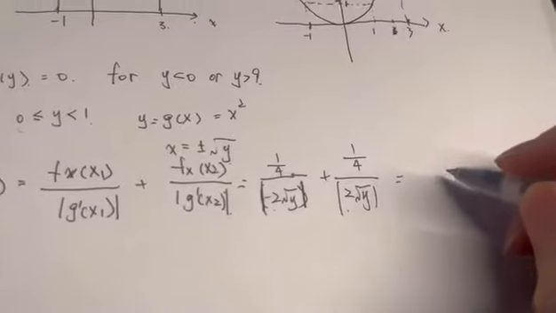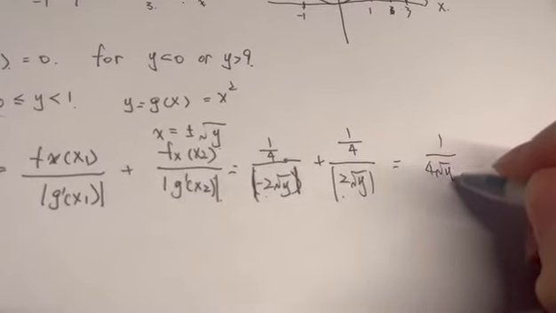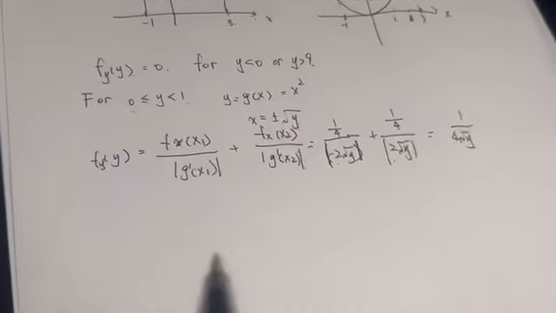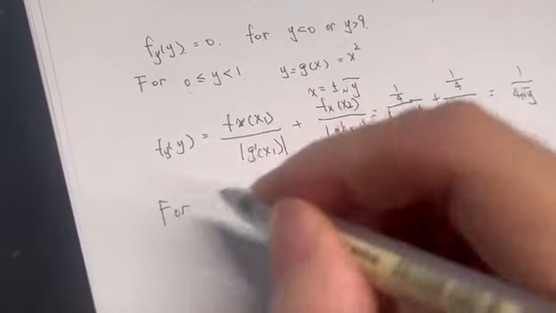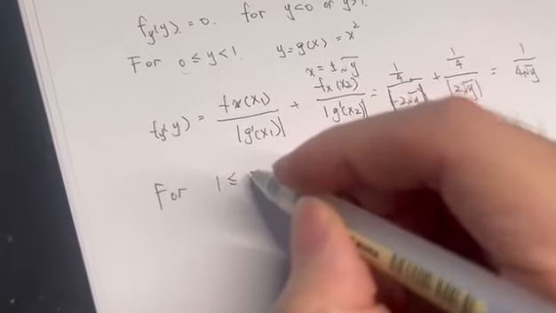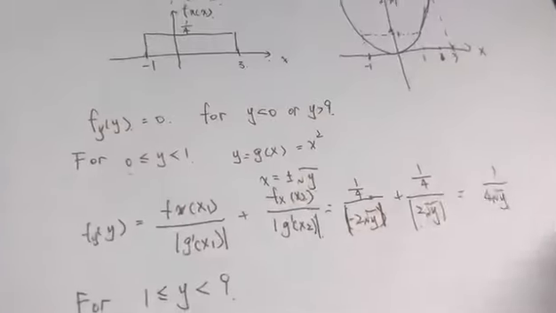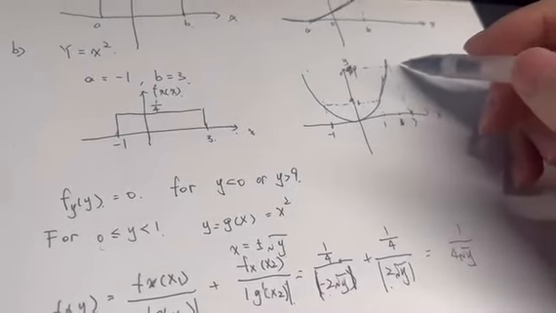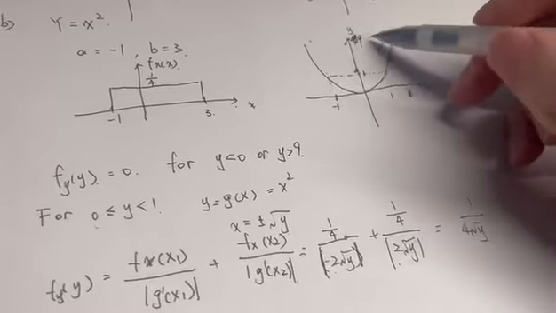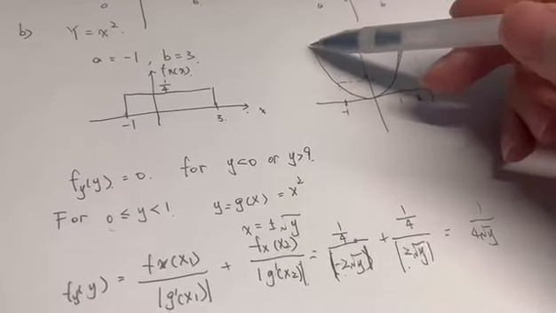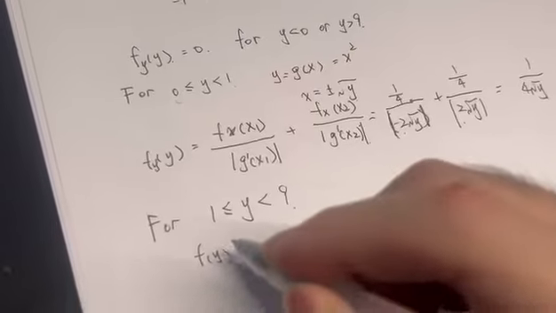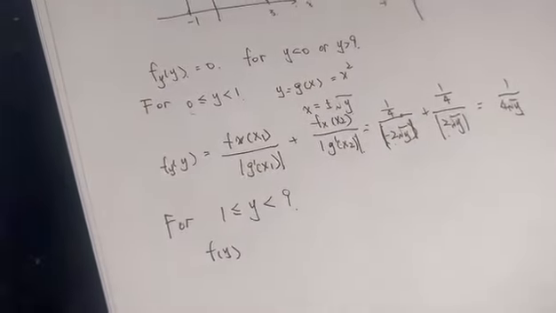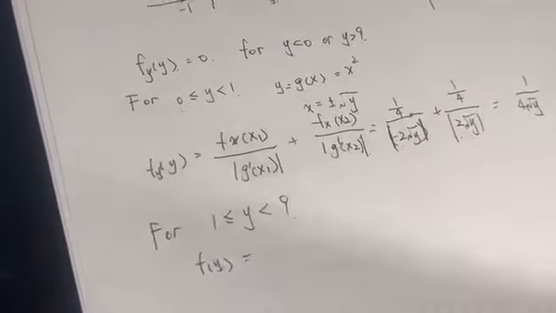So calculate this, we can get the result of 1 divided by 4 times the square root of y. And for the range 1 less than or equal to y less than 9, from observing this graph, we can see there is only one root. Since this root is out of range, we only got one root. So we can write it down right here.